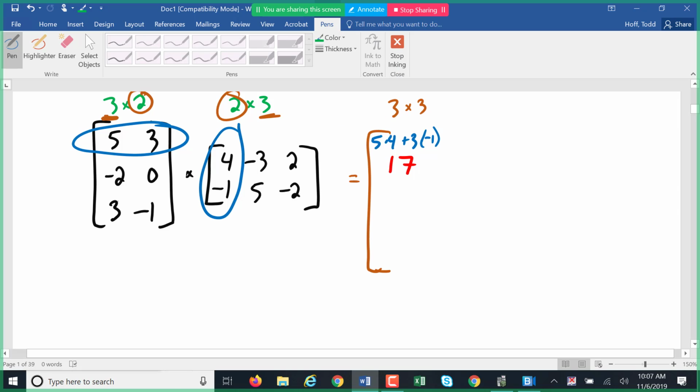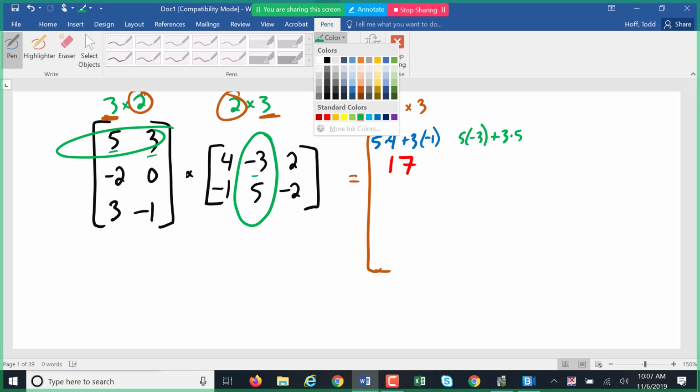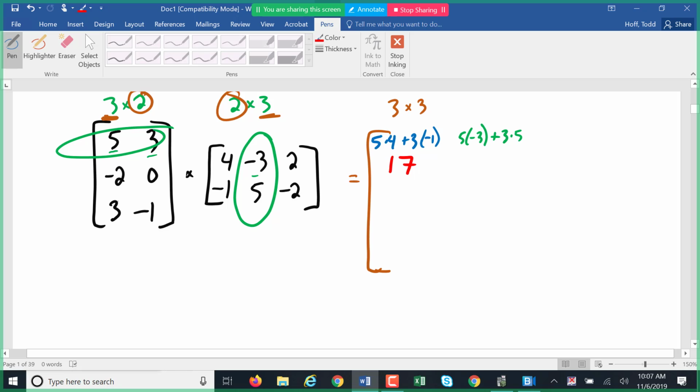The second element. This is row 1, column 2. So I still have row 1 from the first matrix. I'm using column 2 from the second matrix. So I take the first element, 5 times negative 3, plus the second element's 3 times 5. Well, 5 times negative 3 is negative 15. 3 times 5 is positive 15. Negative 15 plus positive 15 is 0.